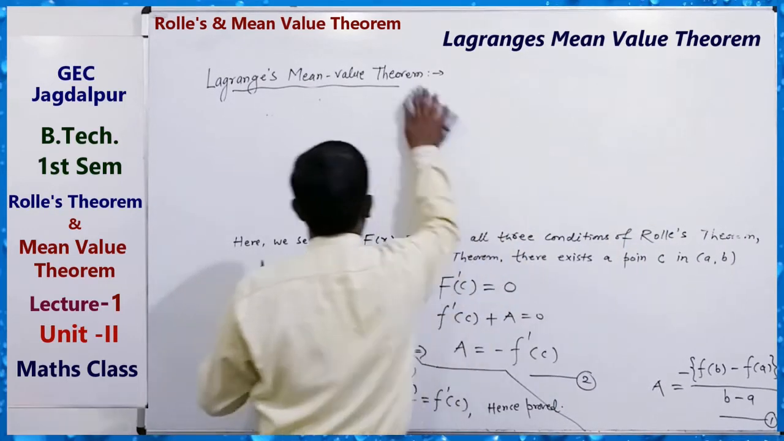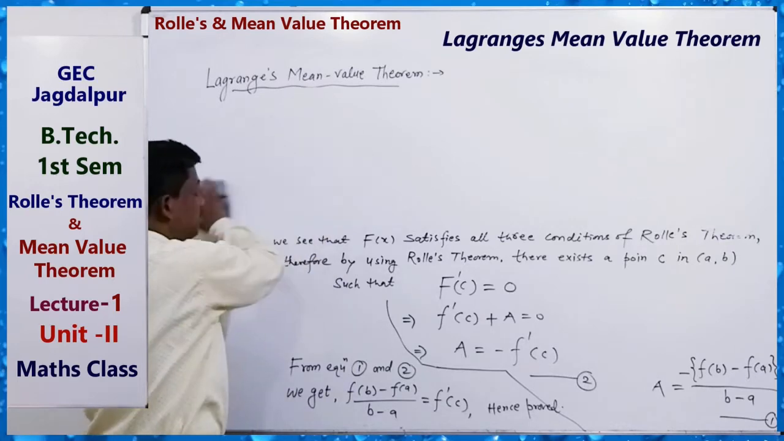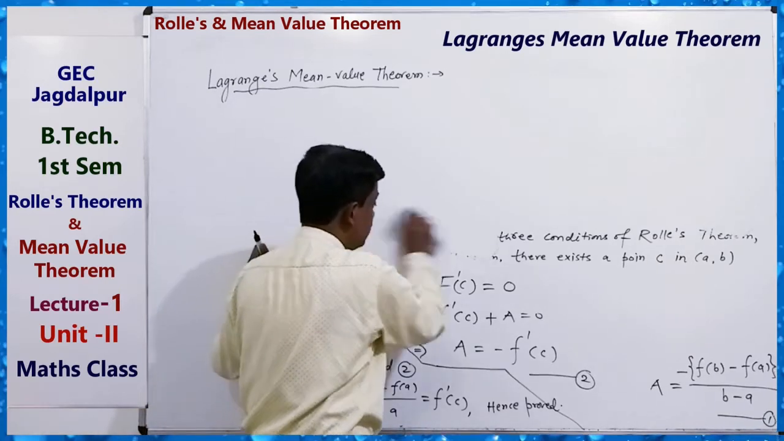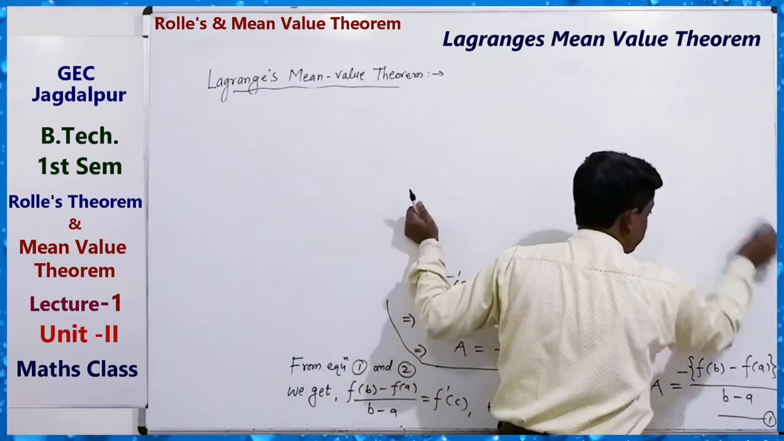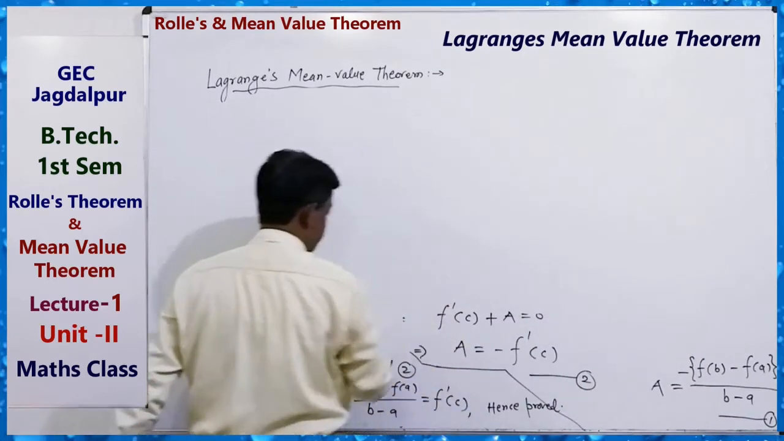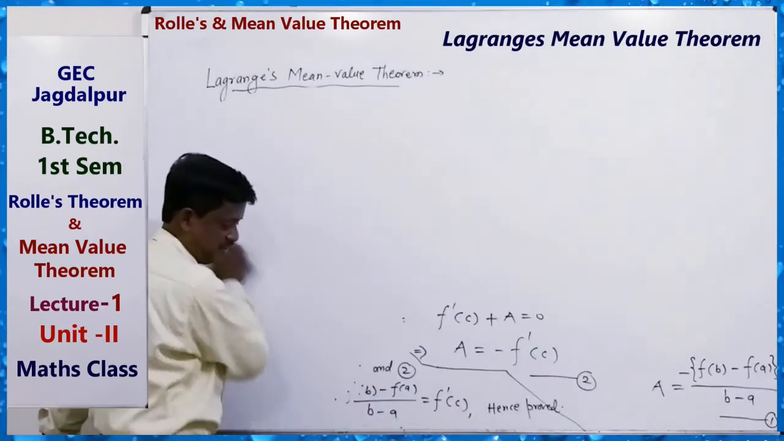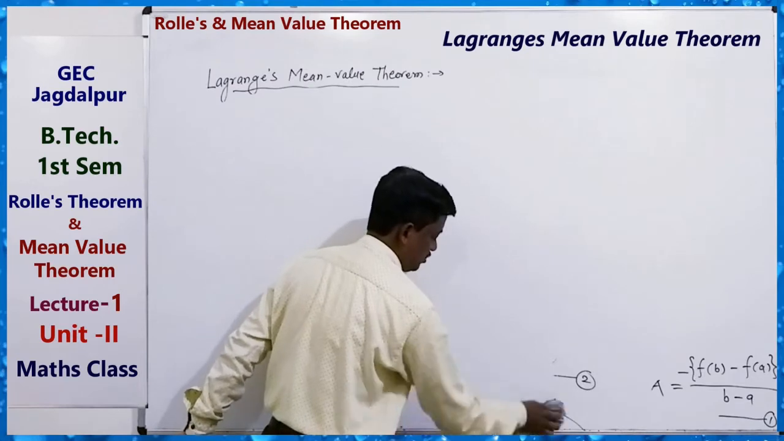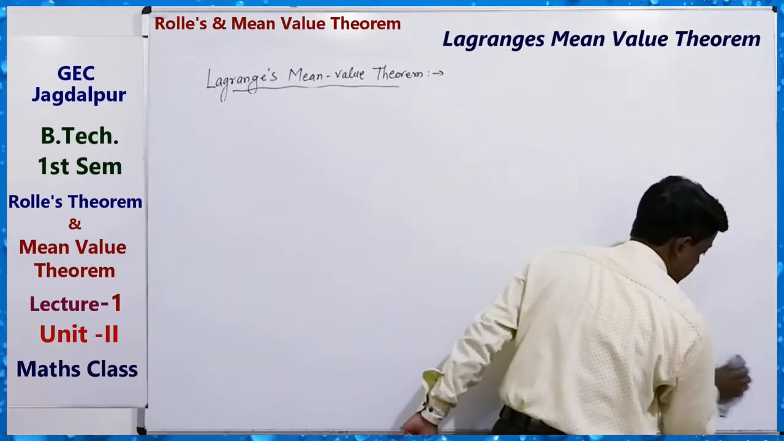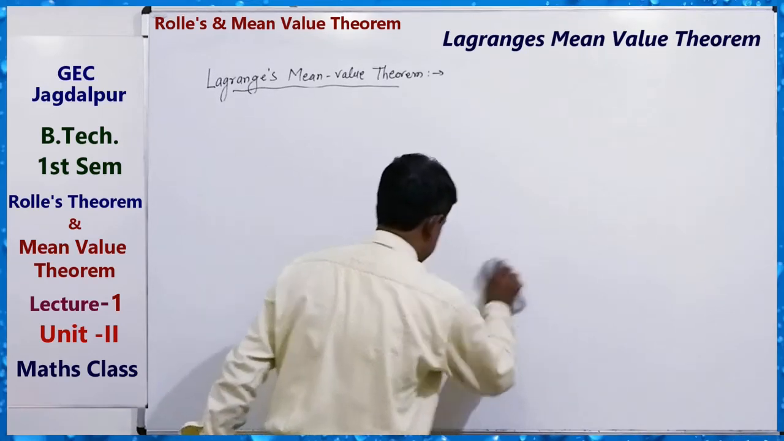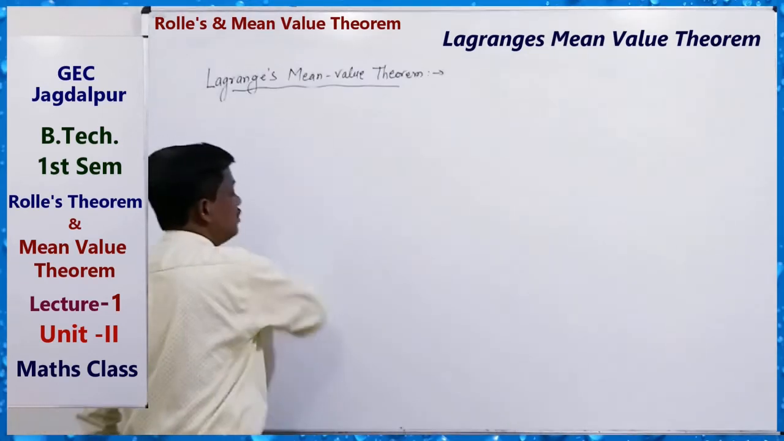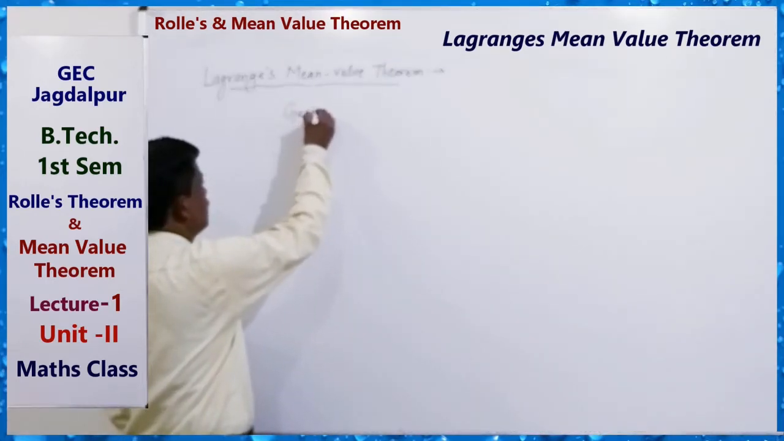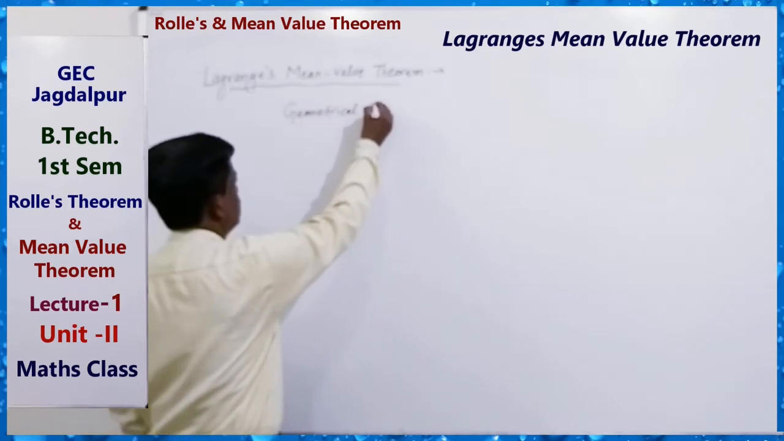first form. This is, and another form can also be written of Lagrange's mean value theorem, because that is the main thing for stating Taylor's theorem. So that is another form of the Lagrange's mean value theorem. Okay. Now we see what is the geometrical interpretation of Lagrange's mean value theorem. Geometrical interpretation.